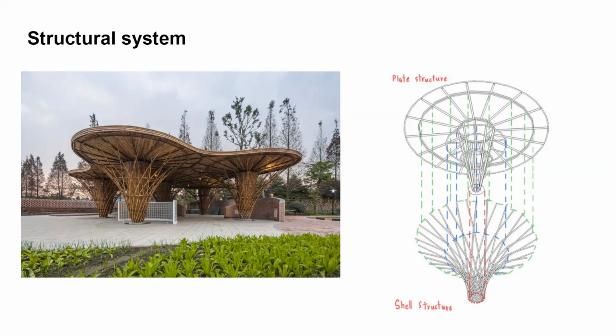Another system is the shell structure. In this case, the lowest ring of the four is a compression ring, and the highest ring is the tension ring. The middle rings are the bracing elements to brace it together, and this shell structure will distribute the load from the roof to the ground as well.